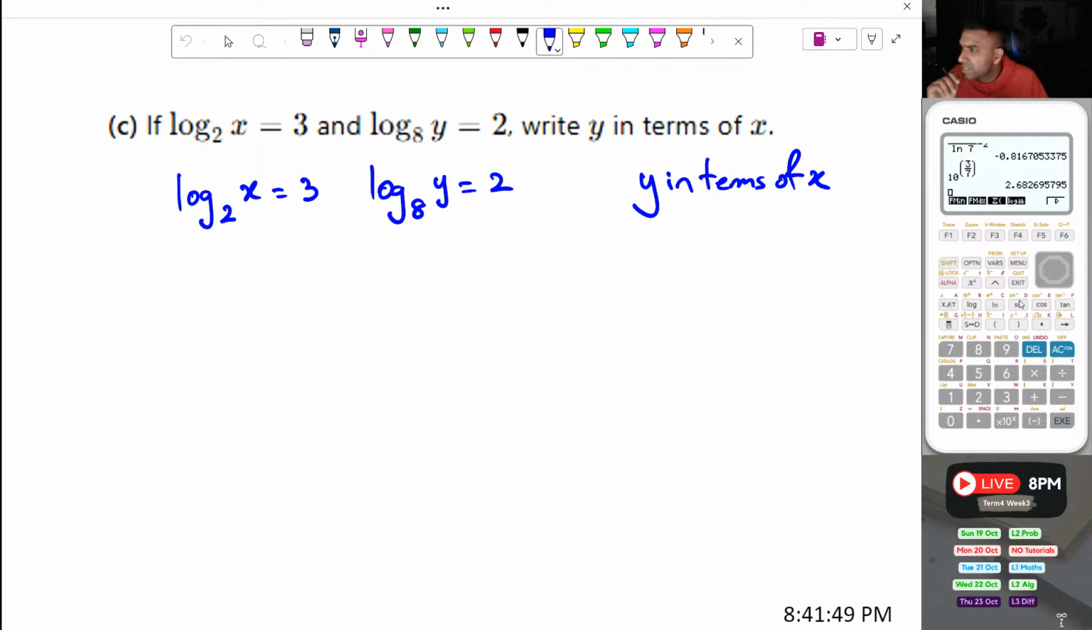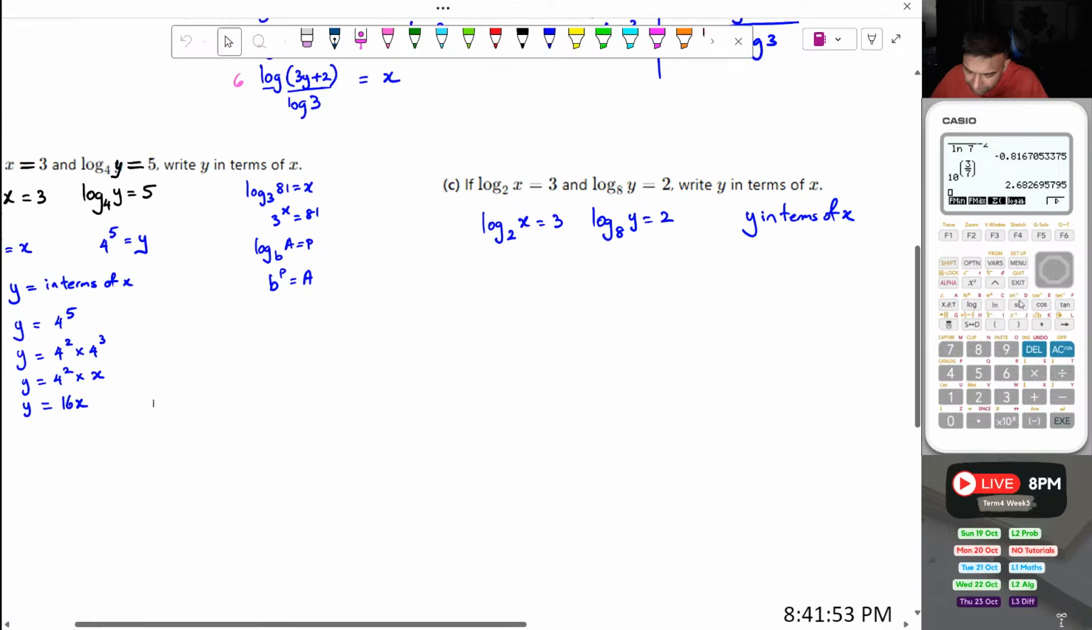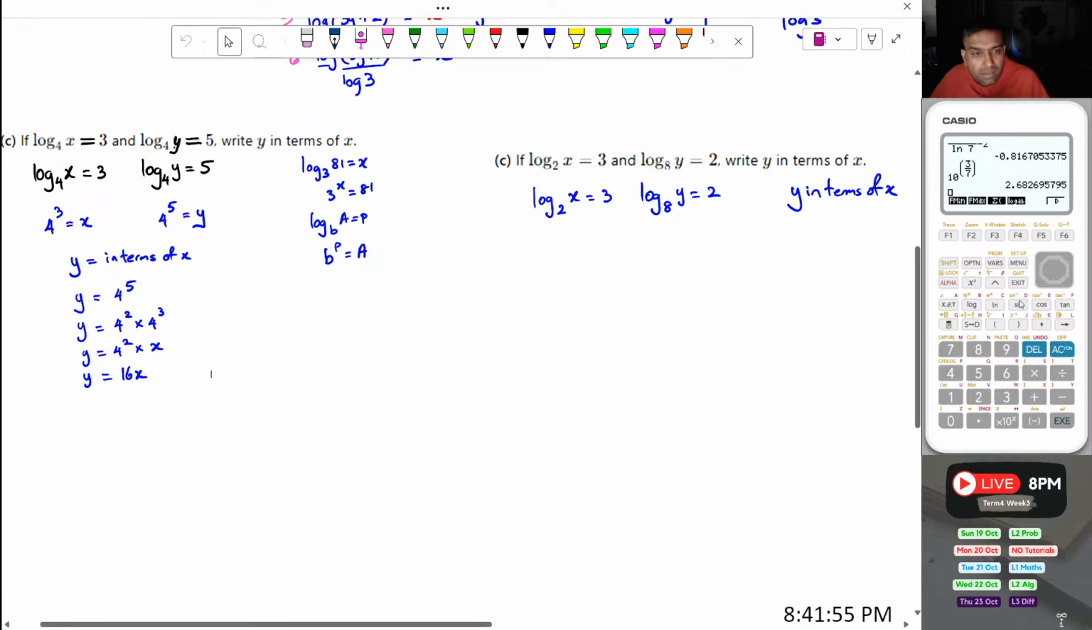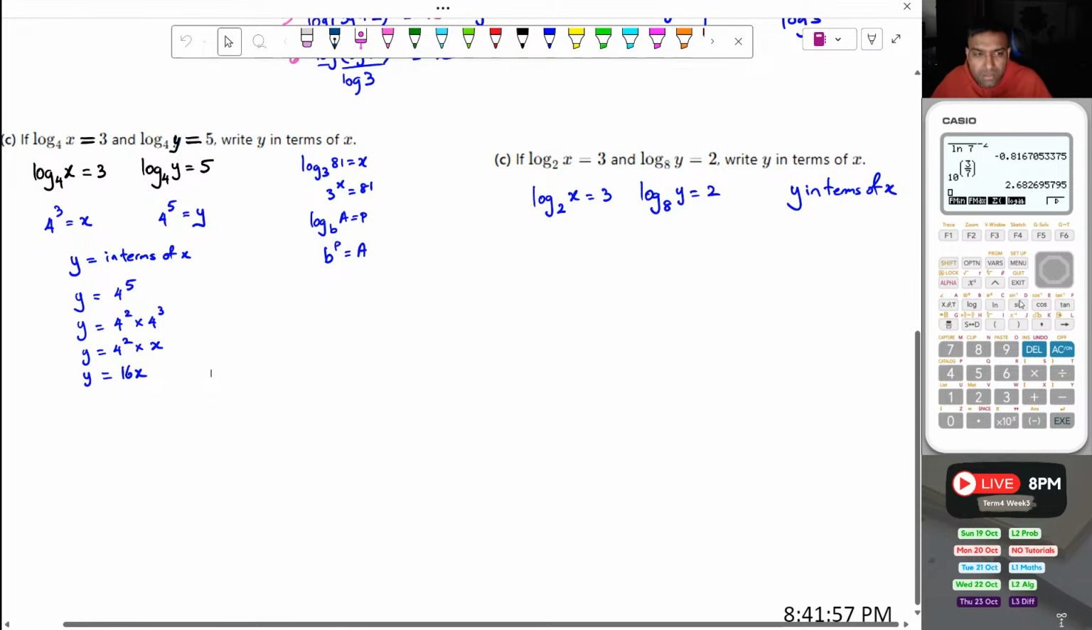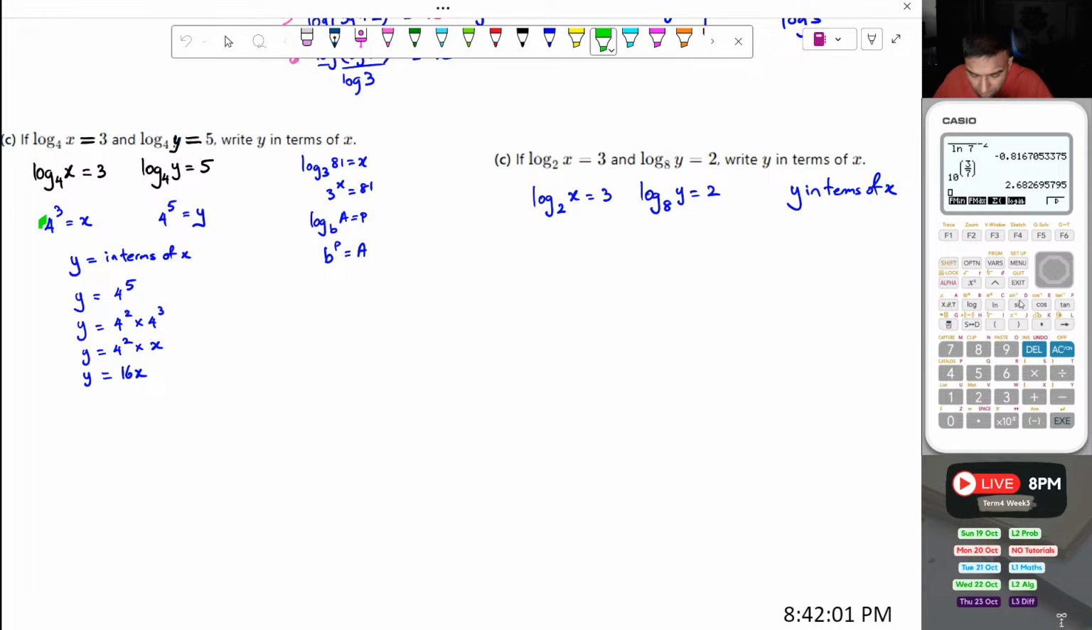What I did there was because I wanted to change in the previous question. I changed 4 to the power of 5 as 4 squared times 4 cubed, because I knew that 4 cubed is equal to x. So I can replace that and then eventually write y in terms of x.